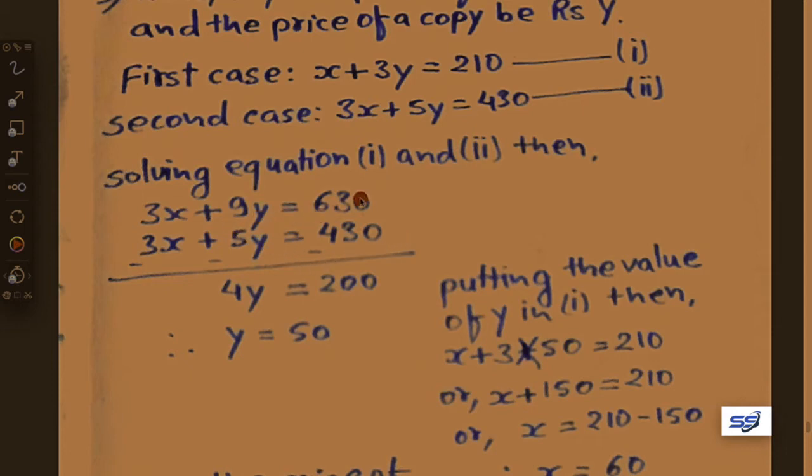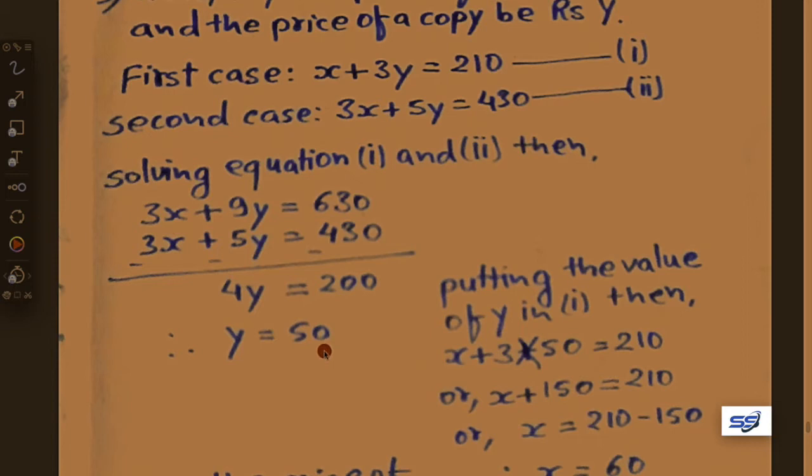Now, solving both equations, equation 1 and 2, changing the sign of plus 3x to minus 3x and plus 5y to minus 5y equal minus 430. So 3x cancels and 9y minus 5y comes 4y. 4y equal 200, as 430 subtracted from 630 comes 200. So 4y equal 200. Now 200 is divided by 4. Therefore y equal 50.